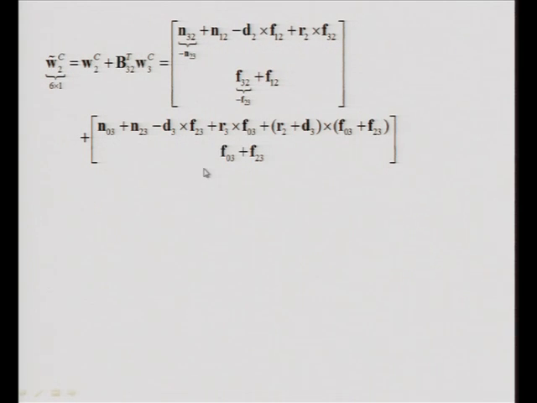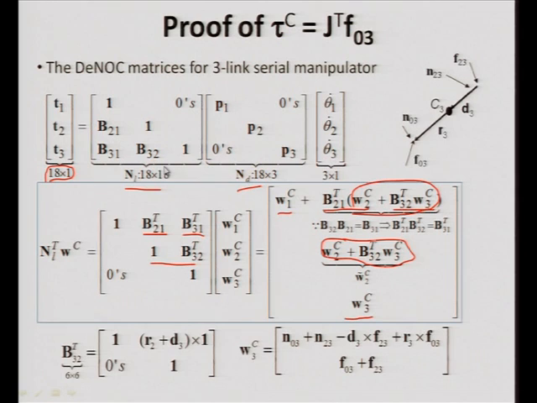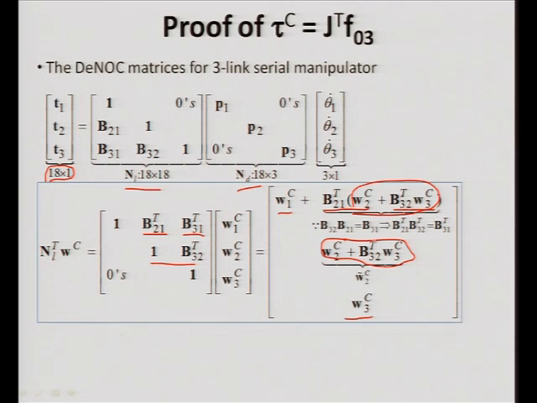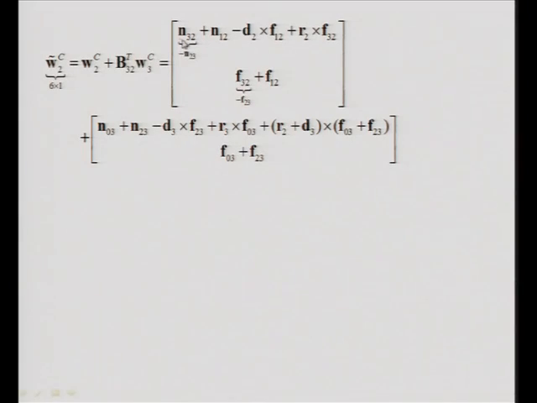Now, let us see what simplification can be made. First, n 32 is nothing but minus of n 23, I have told you, because they are the reactions, right. So, n 32, that means body 3 applied on body 2, is nothing but the negative of n 23. So, that is the expression that makes it cancel out. Then the next one, F 32, is also minus F 23. So, they also cancel out.